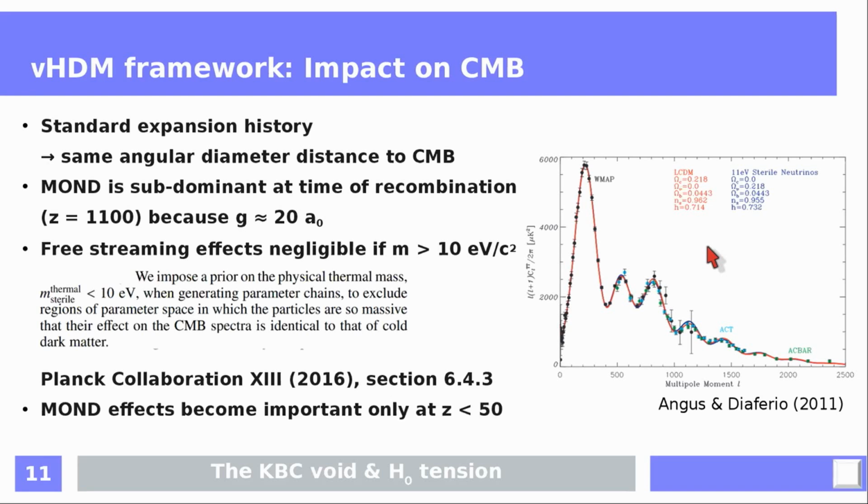As the universe is expanding, however, the gravitational fields become weaker, and below redshift of 50, MOND is important. So it does affect the formation of the first galaxies, for example, which might have happened around redshift 20. And then at late times, in the late universe, it's obviously important. So that's the basic picture regarding the CMB and essentially the early universe.